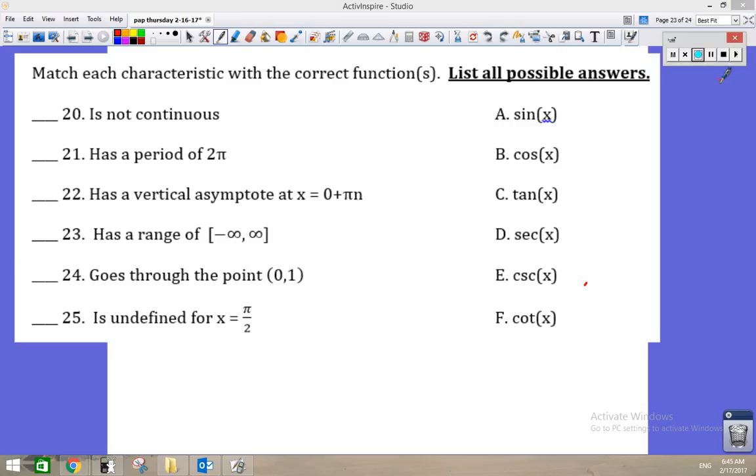All right, so I think this is recording. Let's take a look at these problems.